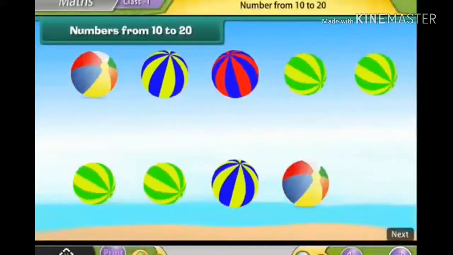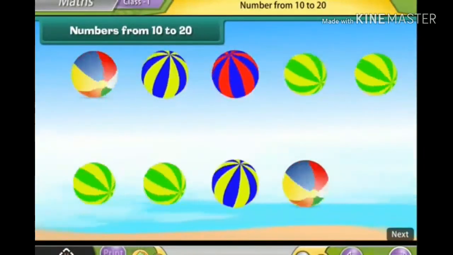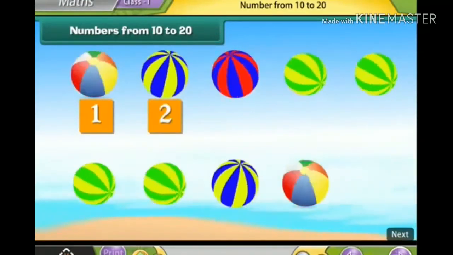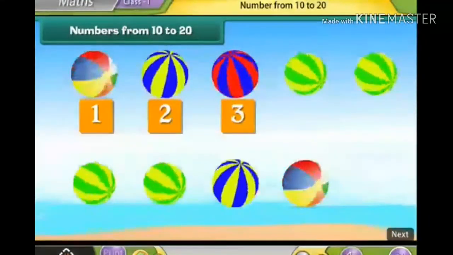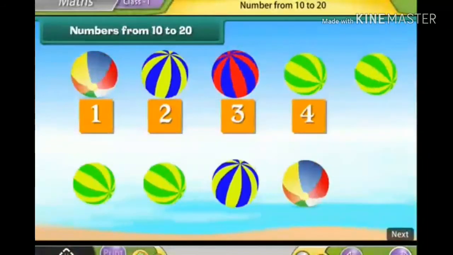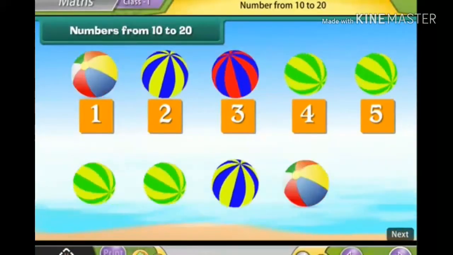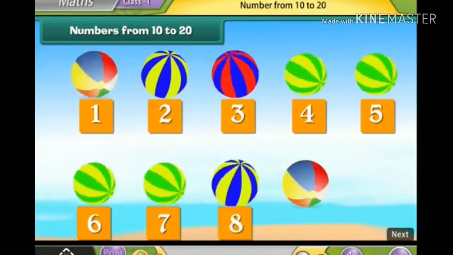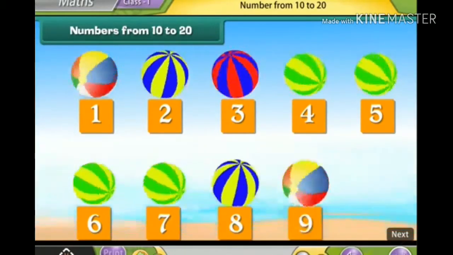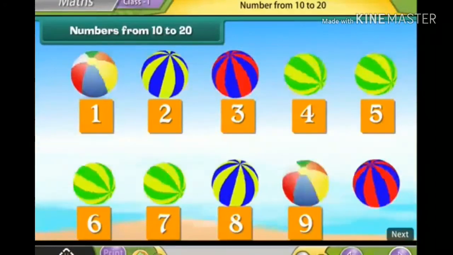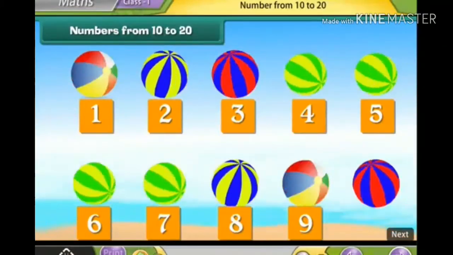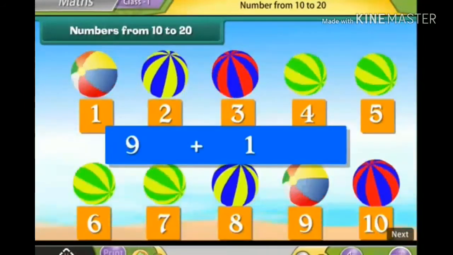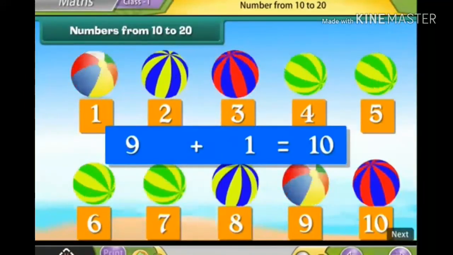Look at these colorful balls. Let us count them. 1, 2, 3, 4, 5, 6, 7, 8, 9. Let us add one more. We have 10 balls. 9 plus 1 is 10.